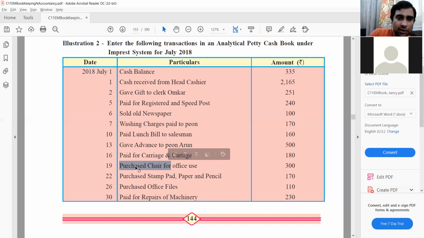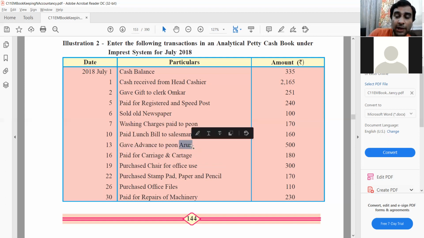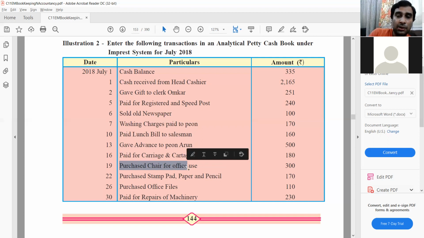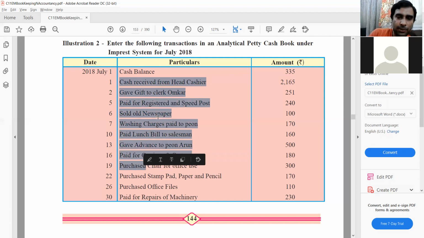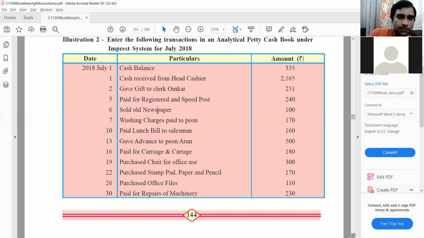Okay, so that is one thing you need to remember. Distinguishing by reading this is what you need to know. Gave advance to peon Arjun is not giving salary, you have given him a loan. So it is a personal account and it will come in ledger. And purchased chair for office use is not an expense. Chair is a real account, it is used for multiple years. You will do depreciation on the chair eventually, and that depreciation will go in the P&L account, but the chair you'll have in the right-hand column, ledger. So all of these you'll have one column which is repeating, you will repeat that in the column.